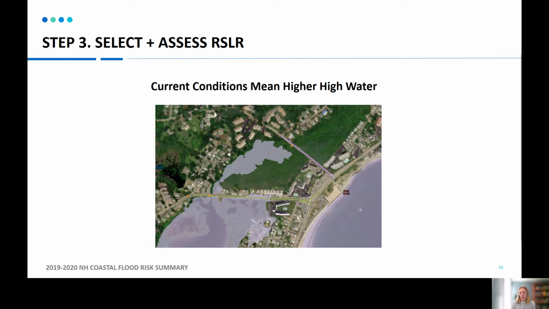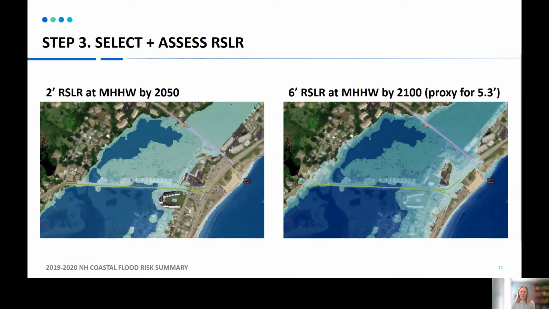So this is the mean high water at the sites in purple today, roughly. The image on the left here shows 2 feet of sea level rise at the sites. The image on the right shows 6 feet of sea level rise at the sites, which we're using as a proxy for 5.3 feet, and darker water is deeper water. Both scenarios, when I look at these images, suggest to me some concerning flooding in the future on really a daily basis.